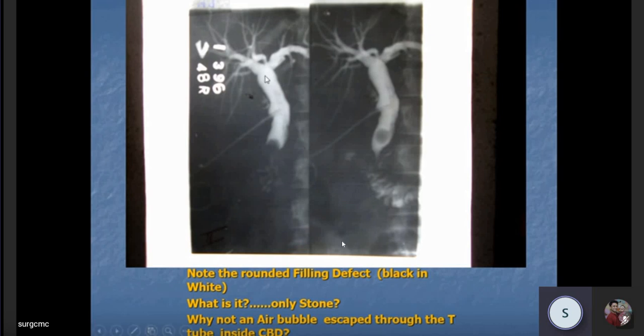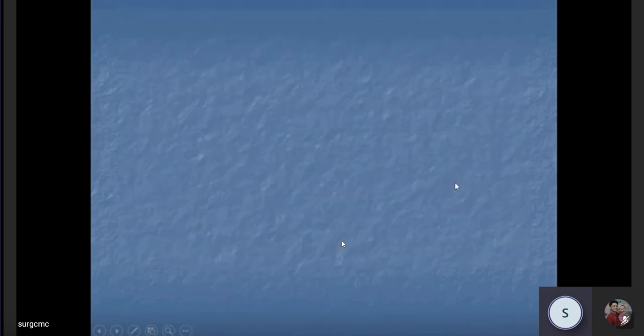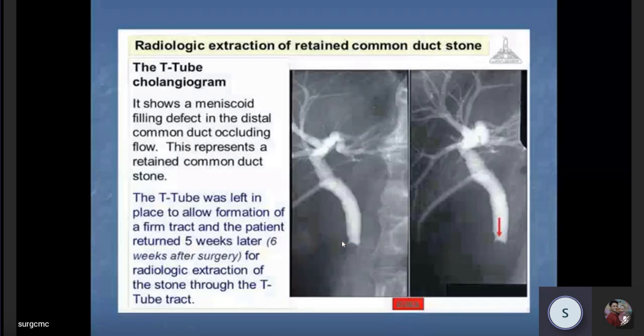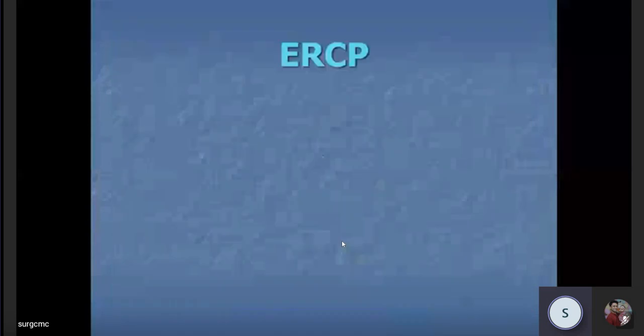This opacity will go up. So in a supine position, from this plate it is very difficult to say whether it is an air bubble or stone. But if I make the patient stand erect, I can say, no sir, it is an air bubble, it is not a stone. Thank you.